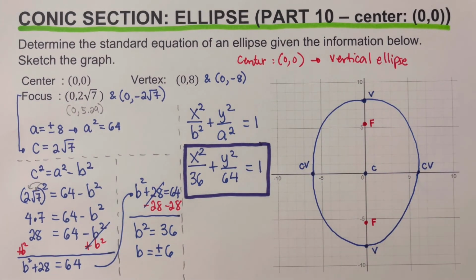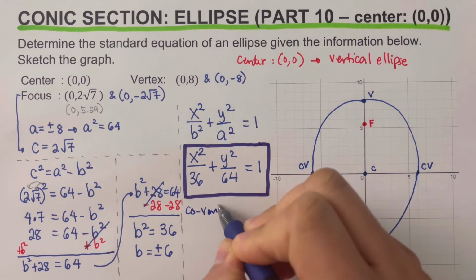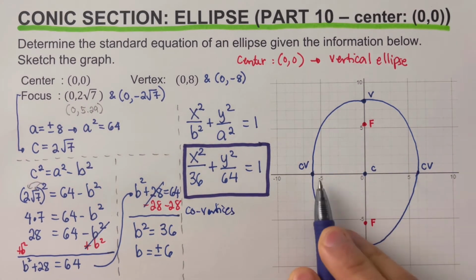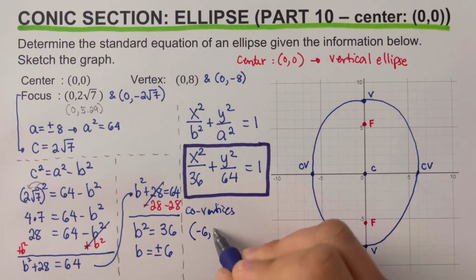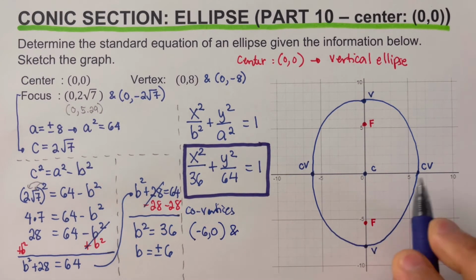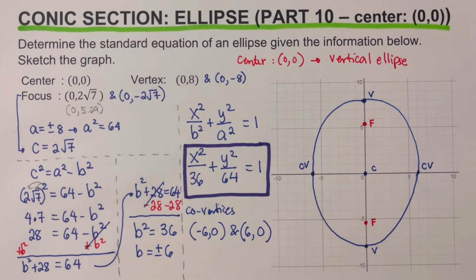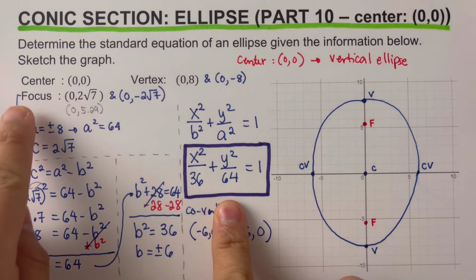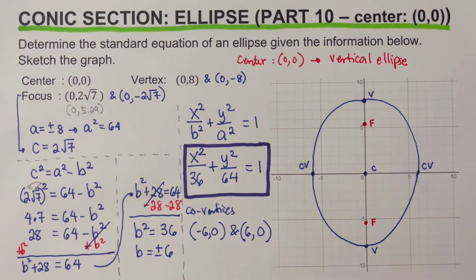Okay, so then we can go ahead and say that the coordinates of the two co-vertices would be these two right here. So that is located at -6, 0, and the other co-vertex is at +6, 0. So this is the equation that would work for this problem right here, and this is the graph of this equation. Now let's move on to the next example.